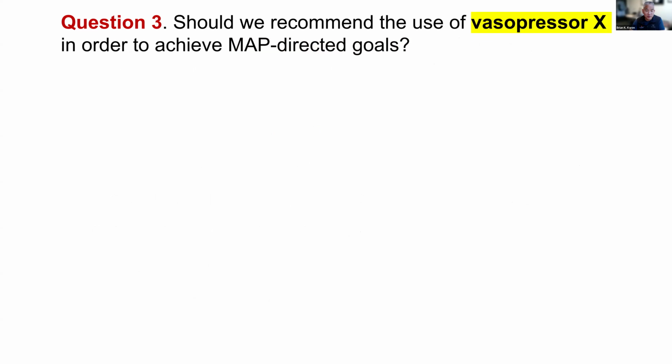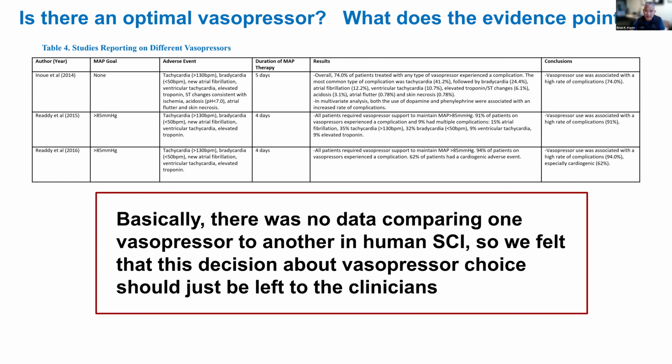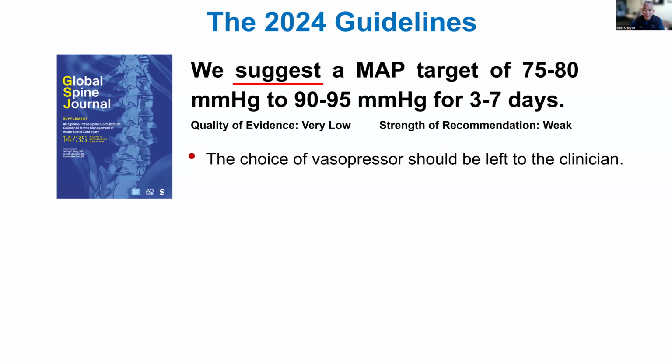Finally, should we recommend the use of a specific vasopressor in order to achieve that MAP-directed goal? We looked to the literature. There really was not a lot of literature to guide us in this regard, and so we felt that this is a decision that really should be left to the clinician in terms of how they want to go about augmenting the mean arterial pressure. So that was the guideline recommendation. We suggest a MAP target from 75 to 80 millimeters of mercury at the low end and 90 to 95 at the upper end for 3 to 7 days, with the choice of vasopressor being left to the clinician.